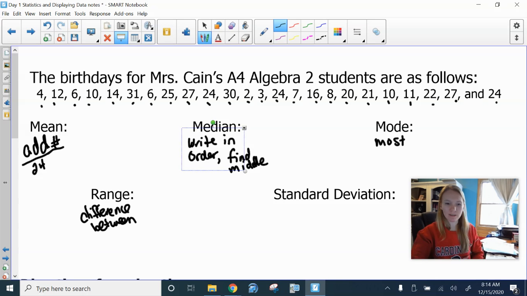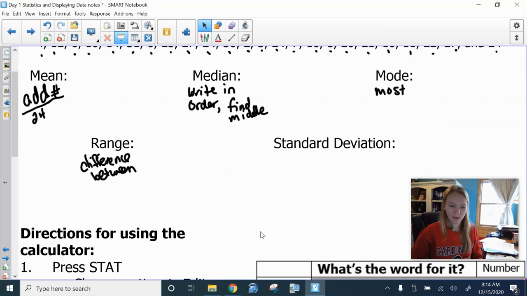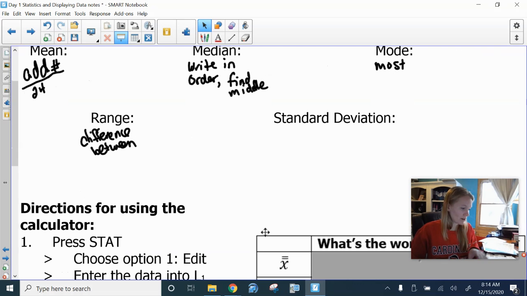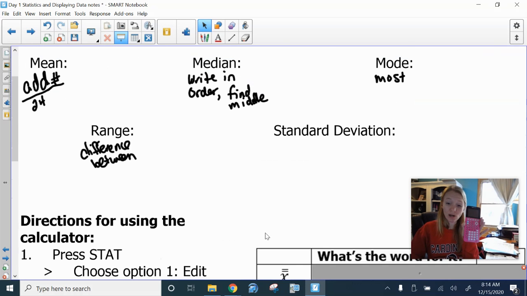Okay, so I have all of this written out and you're like, okay, where is she going with all of this? So you can use your calculator if you have a graphing calculator. I've got the directions listed here for how to do this. If you don't have a graphing calculator, then I'm going to show you how to do this on the Desmos calculator. It's basically the same steps.